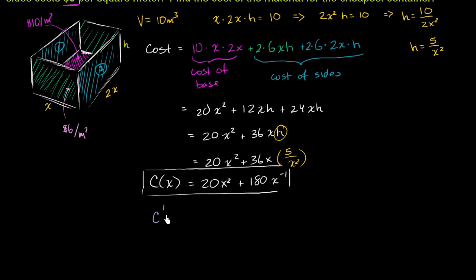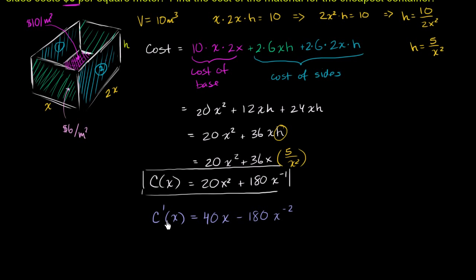So the derivative of c, of our cost with respect to x, is going to be equal to 40 times x minus 180 times x to the negative 2 power. Now this seems, well, it's defined for all x except for x equaling 0. But x equaling 0 is not interesting to us as a critical point because then we're going to have a degenerate case. This is going to have no base at all. So we don't want to worry about that critical point. We would have no volume at all, so it would not work out. And actually, if x equals 0, then our height is undefined as well.